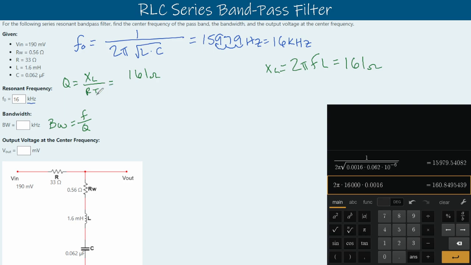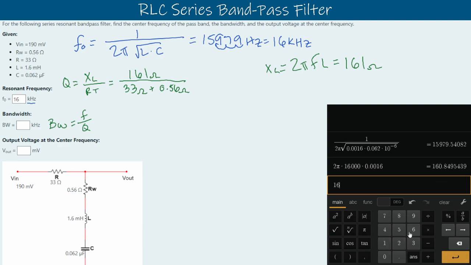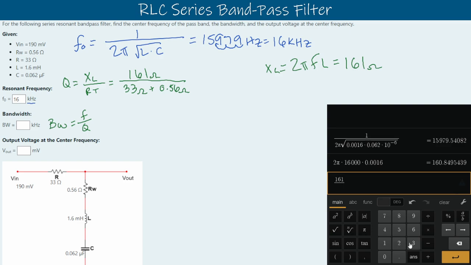We need to know our total resistance. Our total resistance is going to be the sum of those two resistors, so 33 ohms plus 0.56 ohms. We'll put that in on bottom there. So 161 divided by 33.56, with those two added together, we get an output Q of 4.8. We'll round that up. 9 rounds to 8.